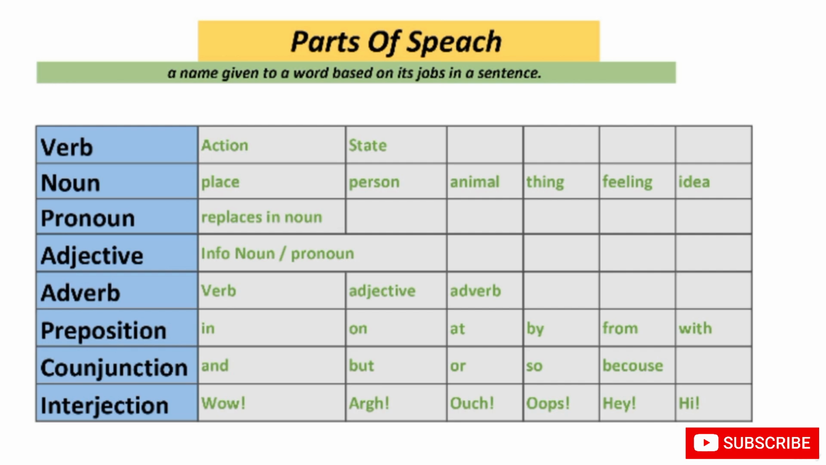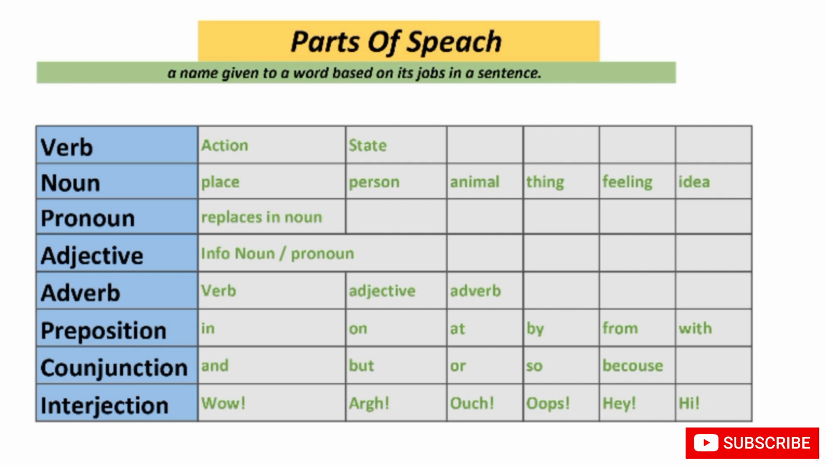These last two words are used when we meet someone or when we want to call out to someone. For example, I can say, hi, how are you? Or, hey, John, over here. Look, I'm standing over here. So I want to call out to John. Okay. All right, so those are the 8 parts of speech.